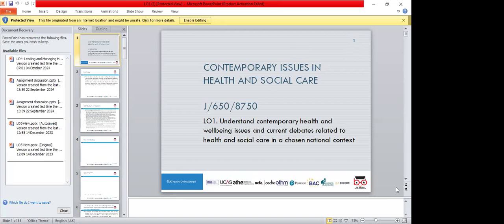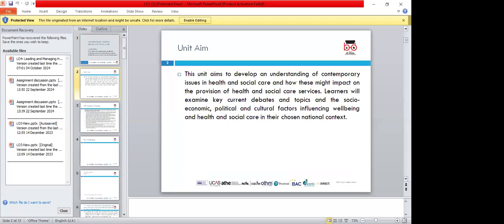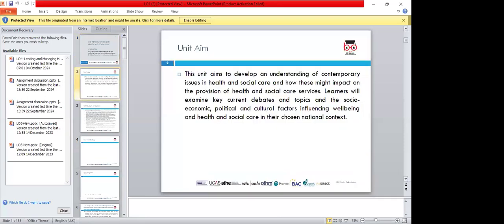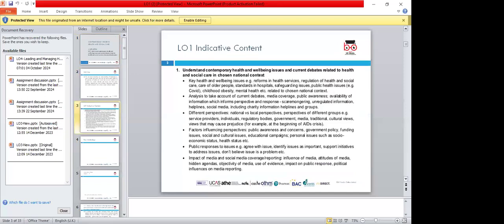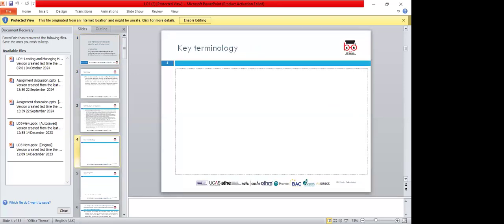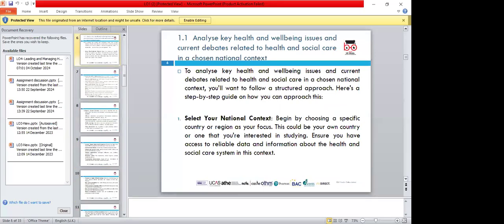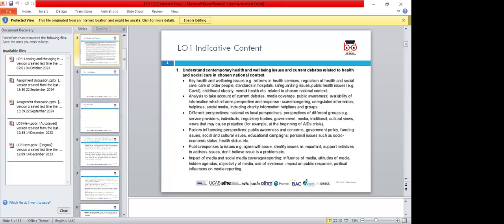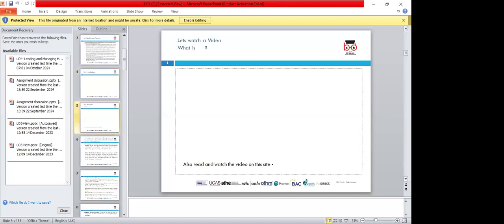So I've already explained that we are looking at understanding the contemporary issues and the current database in the health and social care. Okay, so let us start and then we could have some kind of discussions within the health and social care.